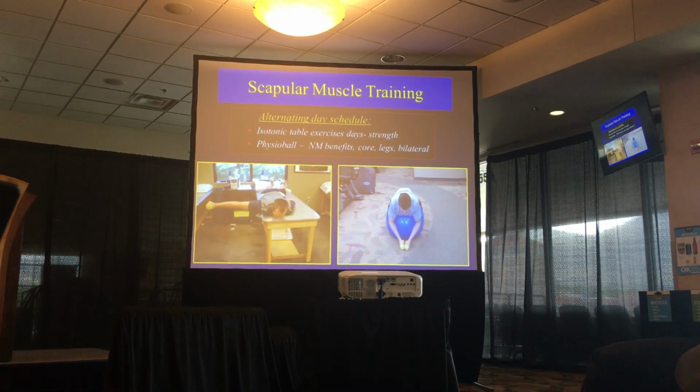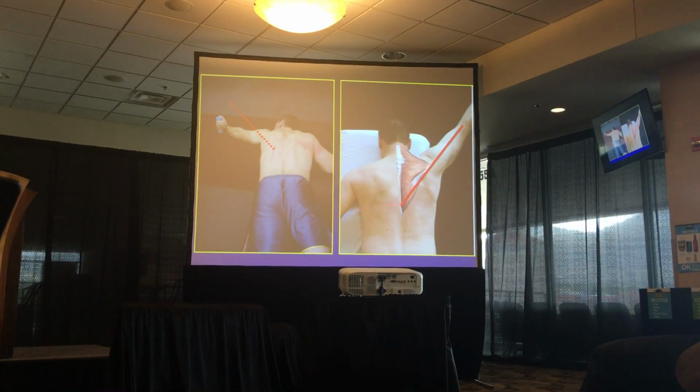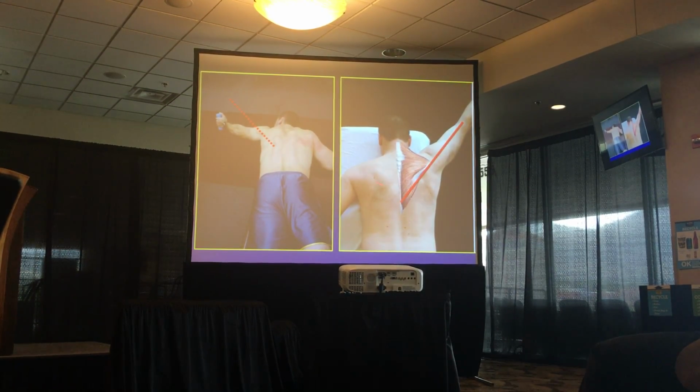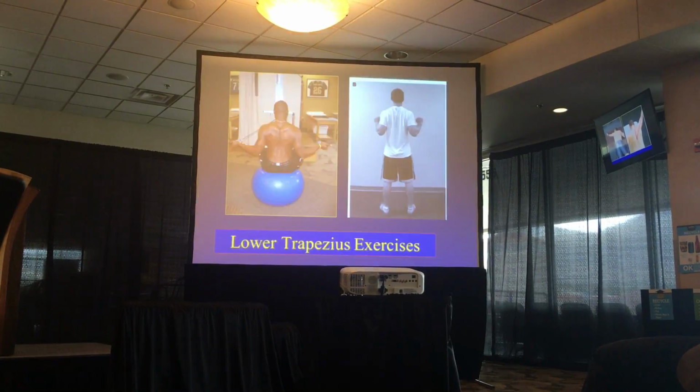We want to be on the stability ball. We want to do higher repetitions. We want to activate the scapular muscle as much as the shoulder, glenohumeral joint. This is a lower trap exercise, but as I mentioned before, you actually get higher EMG activity of your upper trap versus your lower trap.